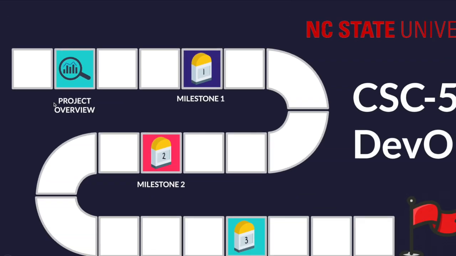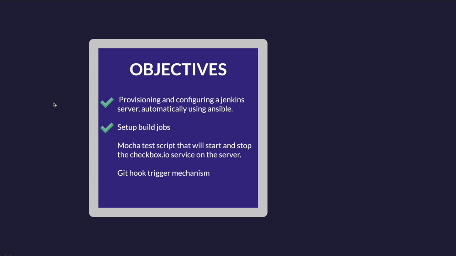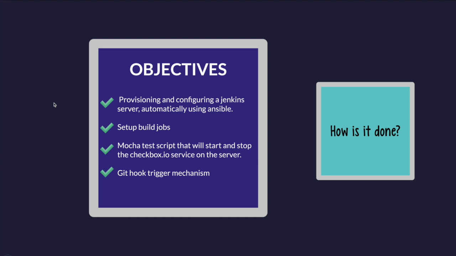In the first milestone, we worked on provisioning and configuring a Jenkins server to run build jobs for both applications. We created scripts using Mocha and PM2 to start and stop checkbox.io, and we also set up a Git hook mechanism to trigger builds automatically. So let's see how this is done.